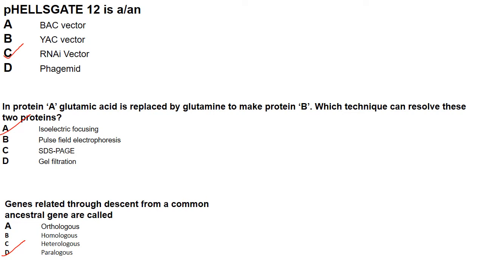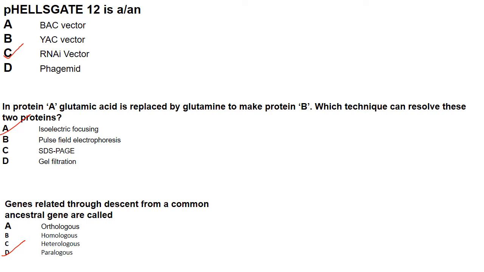In protein A, glutamic acid is replaced by glutamine to make protein B. Which technique can resolve these two proteins? So, glutamic acid, it is replaced by glutamine. Now, isoelectric focusing can be used. It separates protein according to their isoelectric point within a continuous pH gradient. Now, glutamic acid is acidic whereas glutamine is not. So the pI also will be different for glutamic acid and glutamine, so it can be resolved by isoelectric focusing.